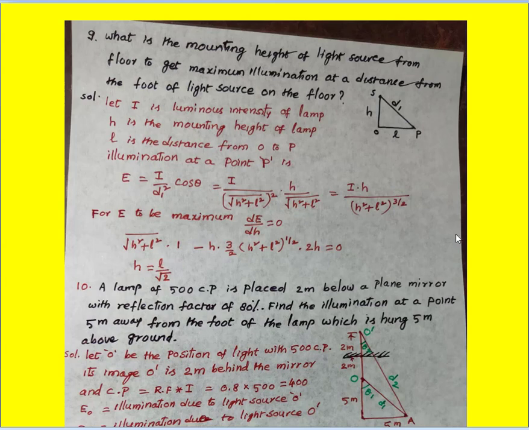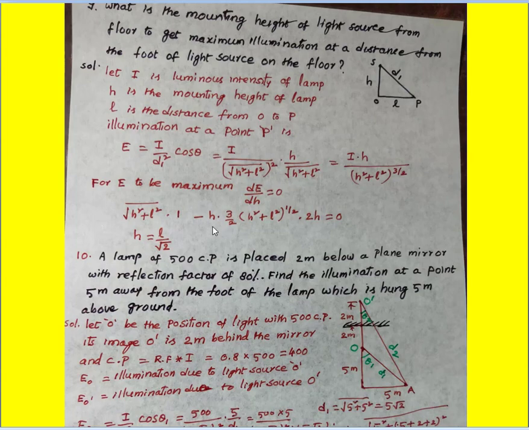So in other words, the length of the surface should be root 3 times H, because he asked only the mounting height of the lamp to get the maximum illumination at point P. So we have to write mounting height in terms of the length, that is L by root 3. Sorry, it is H is equal to L by root 2.